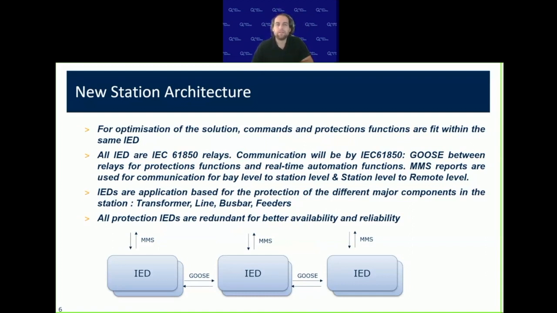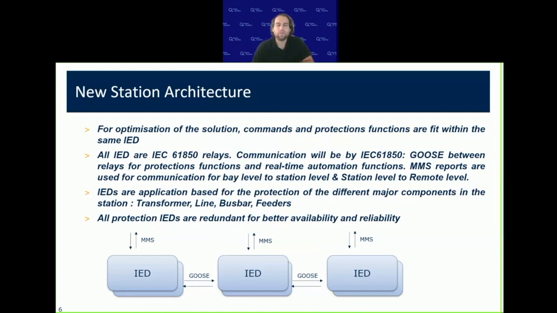So the commands and the protection functions were fit inside the same IEDs. This allows us to reduce the number of IEDs used while the commands are still effective, as they are located inside the different bays that the protection functions are protecting. So all those IEDs are 61850 relays.